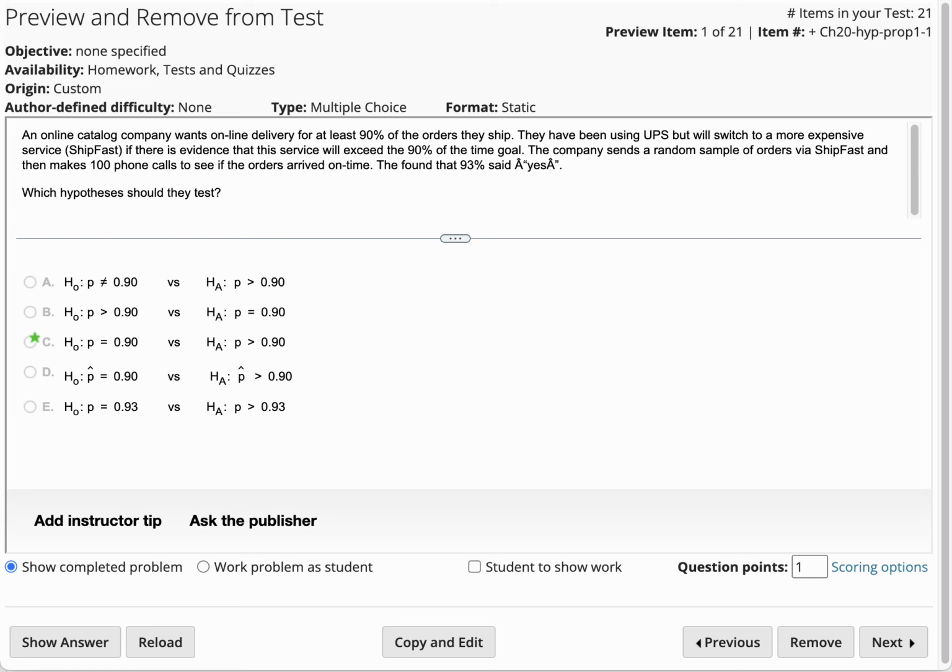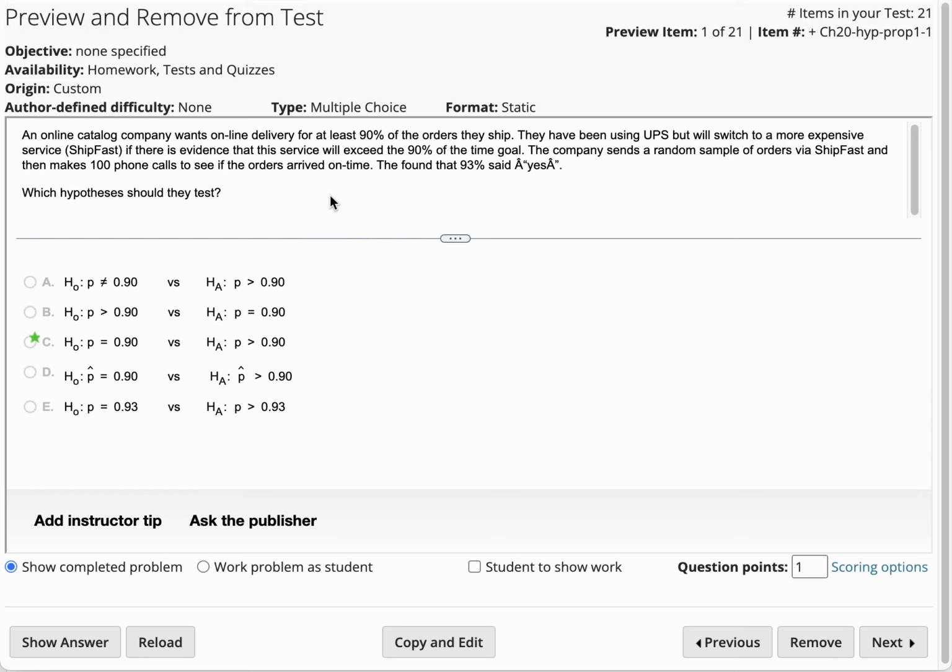So an online company, catalog company, wants online delivery to be at least 90% of the orders shipping on time. UPS has switched to a more expensive service, and they believe that will exceed the 90% goal. So what are we going to pick for the null and alternative hypothesis?